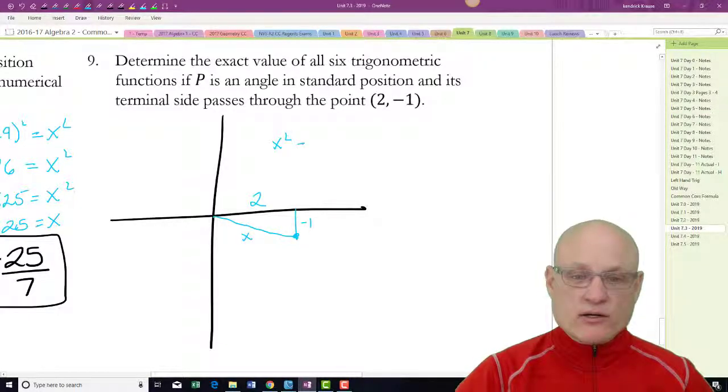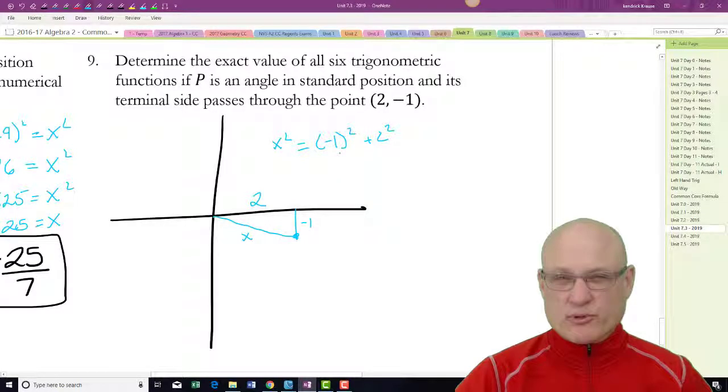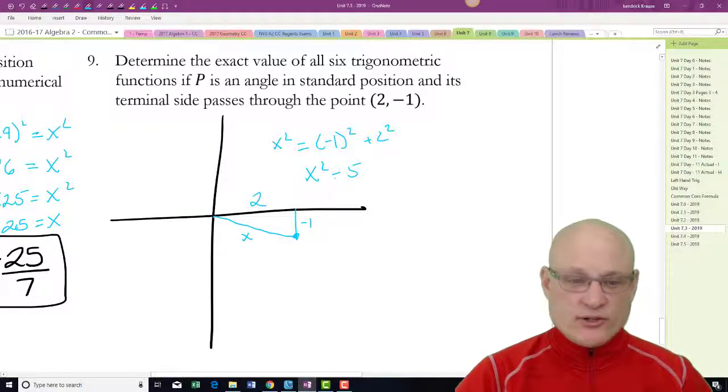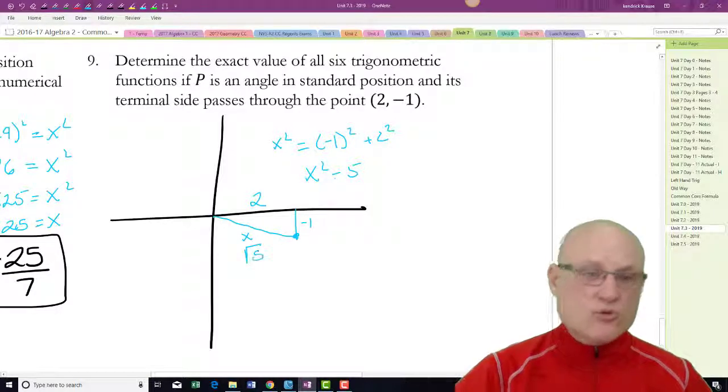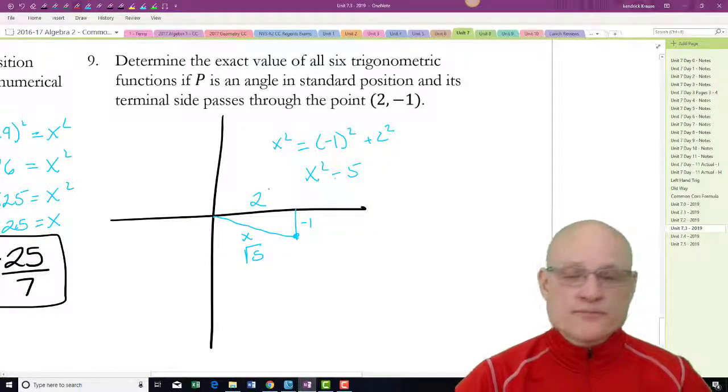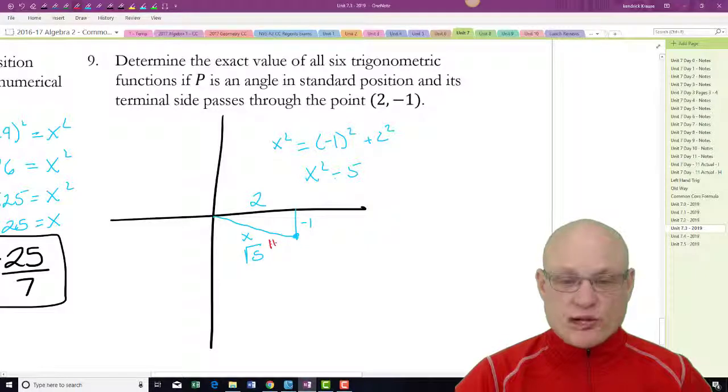So x squared equals -1 squared plus 2 squared. Do you know that's just 1 plus 4, which is 5? So x squared equals 5. So this is just the square root of 5. Here's my hypotenuse. You'll see why in a minute. This is the opposite, and this is adjacent.